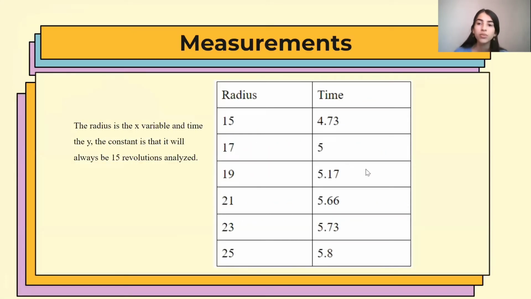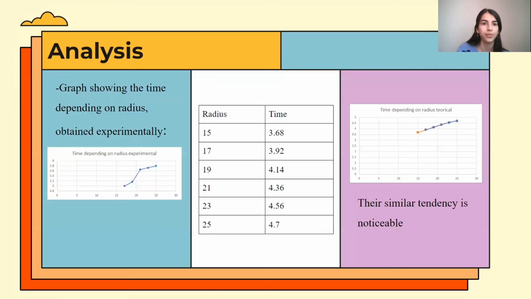So these are my measurements of the experimental part. As you can see, the radius is the x variable and the time the y, making it the independent one. I always analyze 15 revolutions. That's important data to remember.